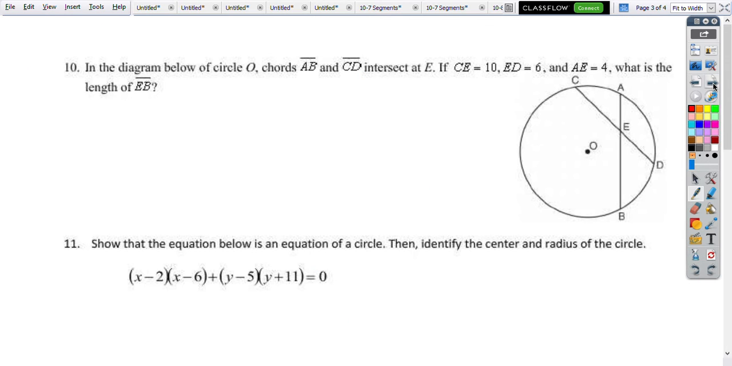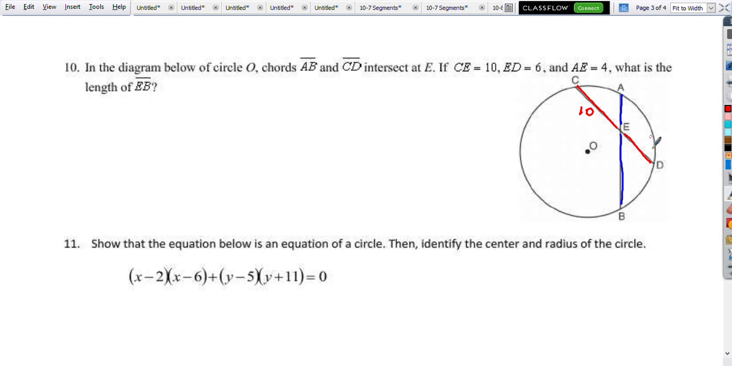So number 10, got a diagram below. I'm looking for segment lengths. So remember the rule, we're doing part times part for this one. So we take this chord, we cut it into these two parts. We're going to multiply those two together. We got this chord, we just cut into those two parts. We're going to multiply them together. So CE is 10. ED is 6. AE looks like 4. And AB, I have no idea, right?